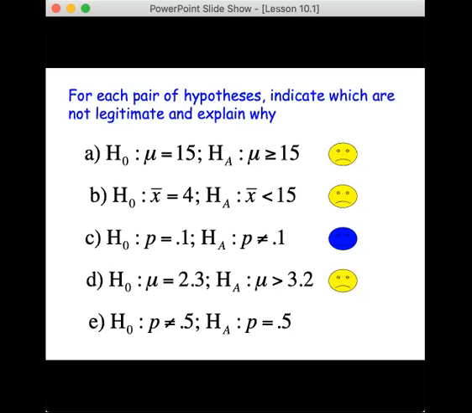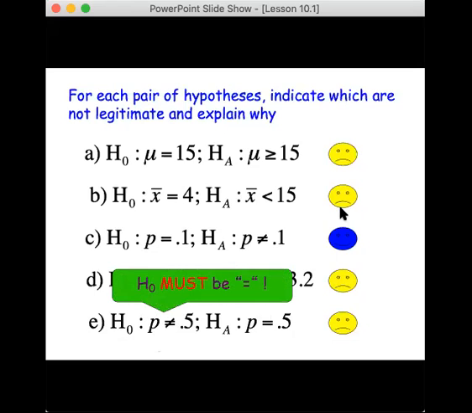Okay. All right. So, Malika, why was this one bad? Because the null hypothesis always needs an equal sign. Yes, good. The null hypothesis should always be equal to. The alternative should be the not equal to. So they switched the null and alternative. So this is bad. Good job, guys.